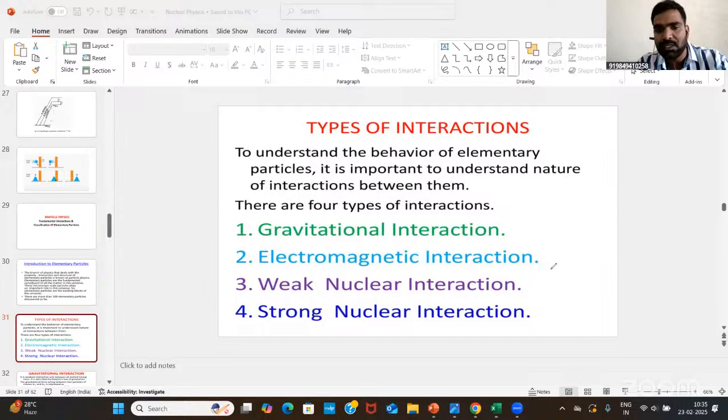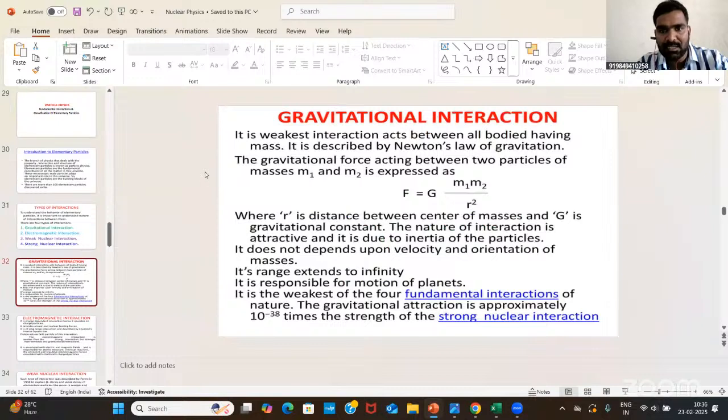What are these interactions? How will they be? Let us see. Gravitational interaction is the weakest interaction, acting between all bodies having mass. It is the weakest among all four interactions. It occurs between bodies of masses and is described by Newton's law of gravitation. This was discovered by whom? It was discovered by Newton. The gravitational force acting between two particles of masses m1 and m2 is expressed like this.